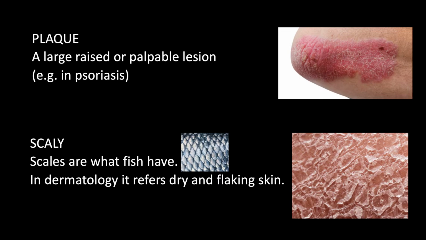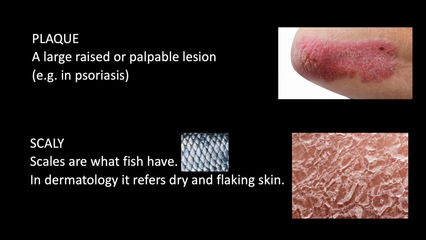A plaque. We often use the word plaque when we're talking about psoriasis. So you might say a psoriatic plaque. A plaque is a large raised area, or a large area that's palpable. So it might not actually be raised, but you can feel it and it's one discrete area.